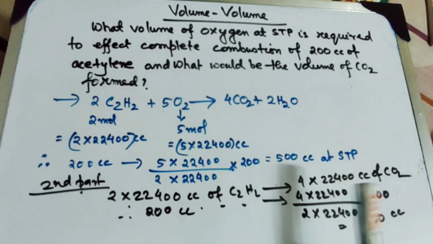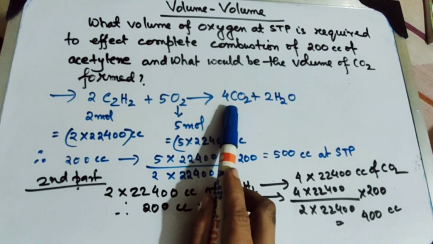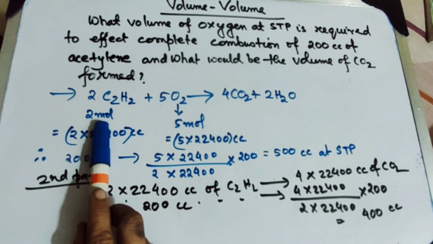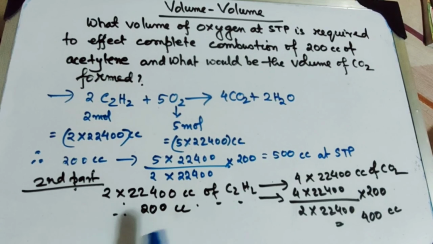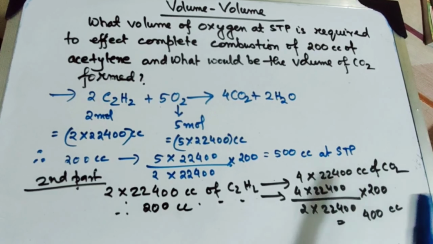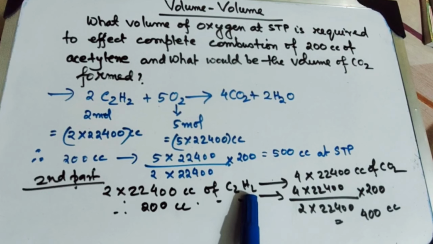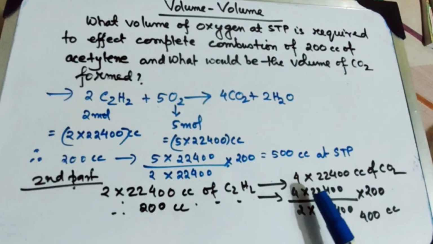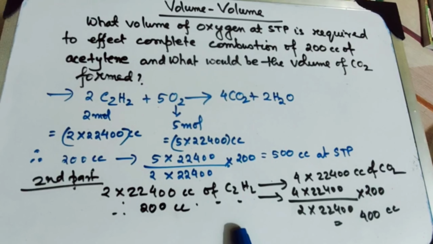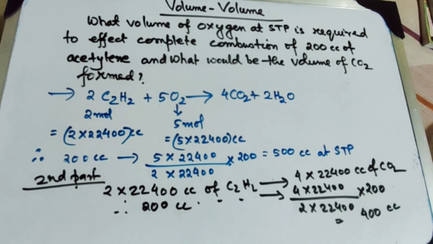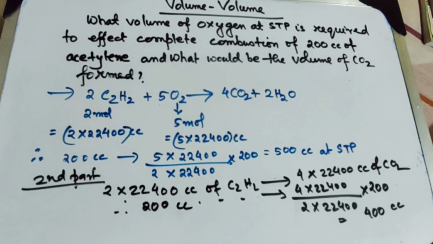After this, the second part says what would be the volume of CO2 formed. Here we can see 4 mole of CO2 is formed from 2 moles of C2H2. So we'll use this same thing and say that 4 mole is equivalent to 4 into 22400 cc of CO2. So 2 into 22400 cc of acetylene produces 4 into 22400 cc of CO2. Therefore, 200 cc of acetylene will form how much cc of CO2? Use the unitary method and get the answer.